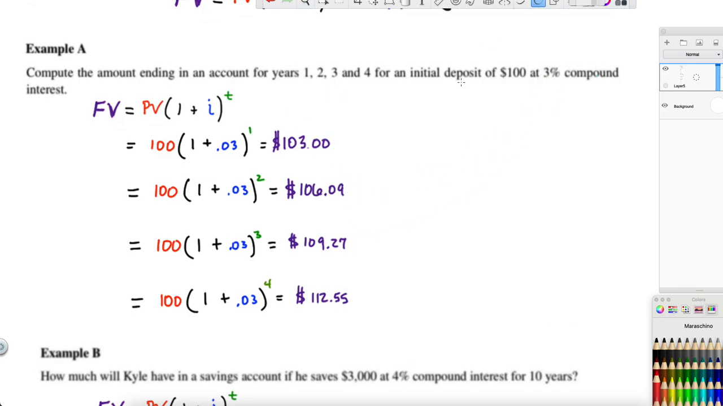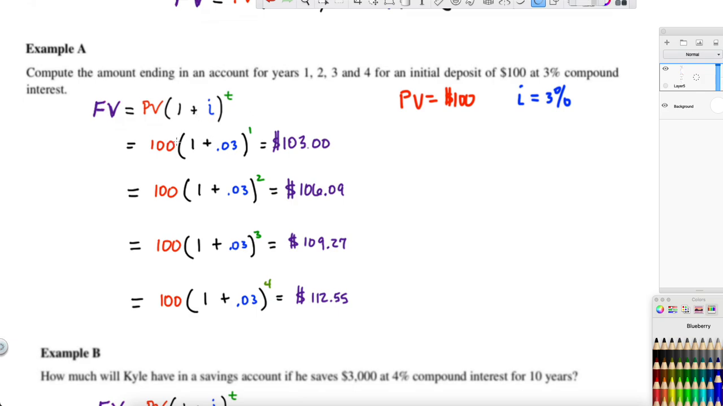The initial deposit is $100, so that's our PV value, 100, and 3% is our compound interest, and that is our I value, or R that we called it before. So that's 3%, and we're looking for the future value. What amount is that going to be after these years, for t equals 1, 2, 3, and 4?